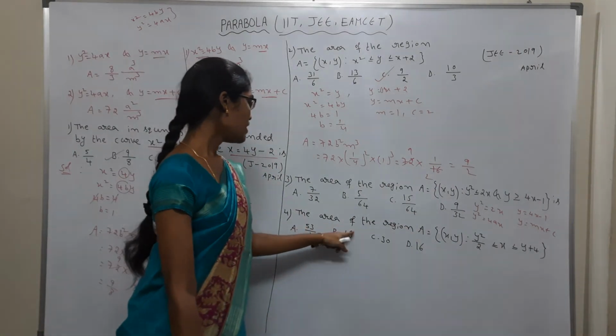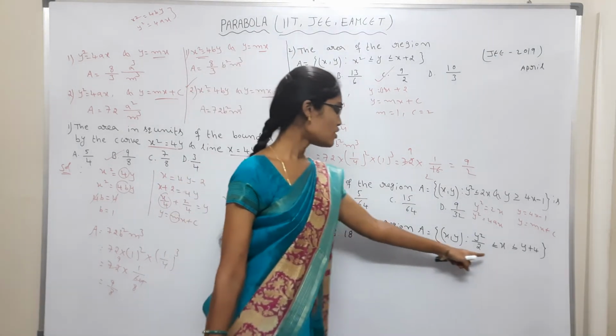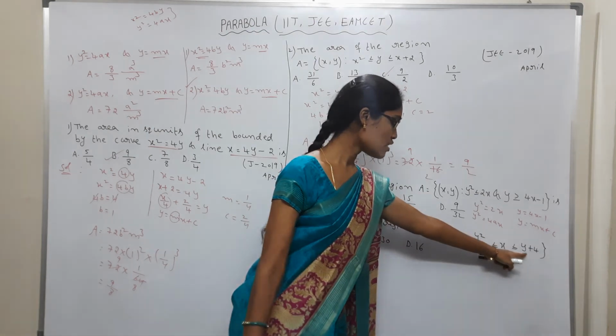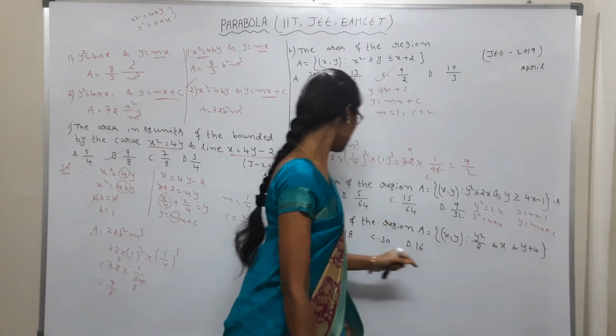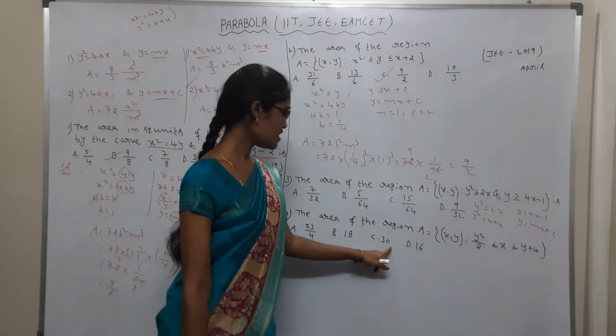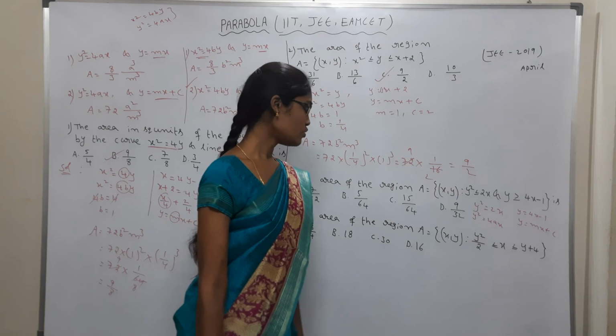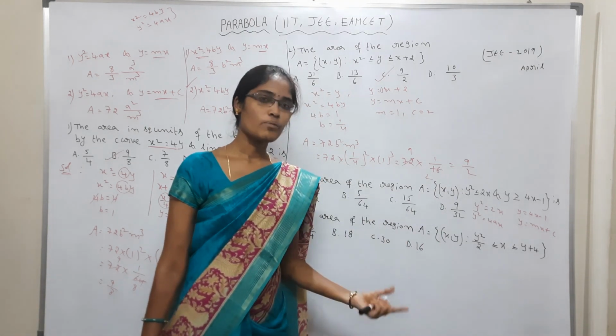Next, the area of the region bounded by the set where y square by 2 is less than or equal to x and x is less than or equal to y plus 4. Here there is a curve and a line. Your options are A is 53 by 4, B is 18, C is 30, D is 16. Okay, take this as homework and put the answer in the comment box.